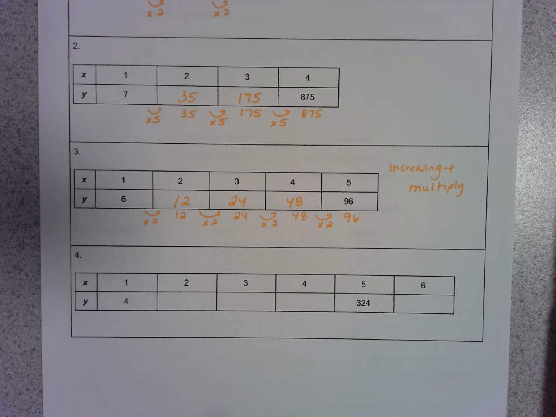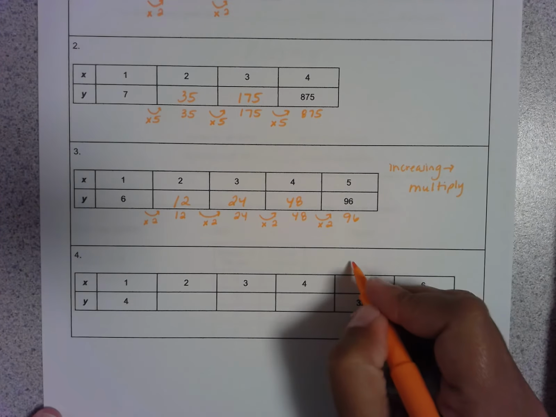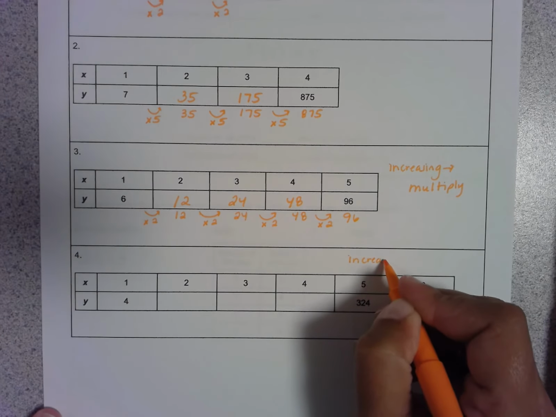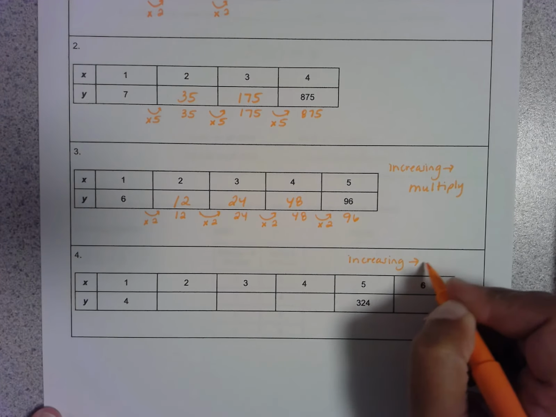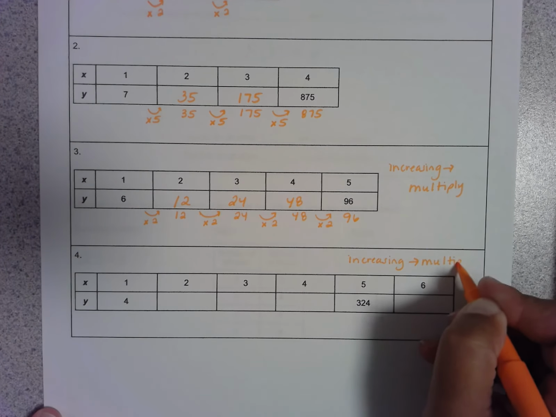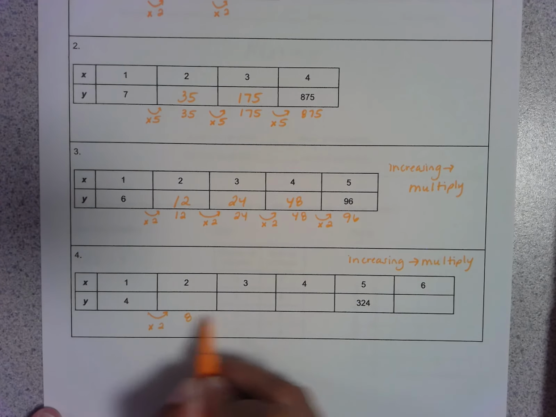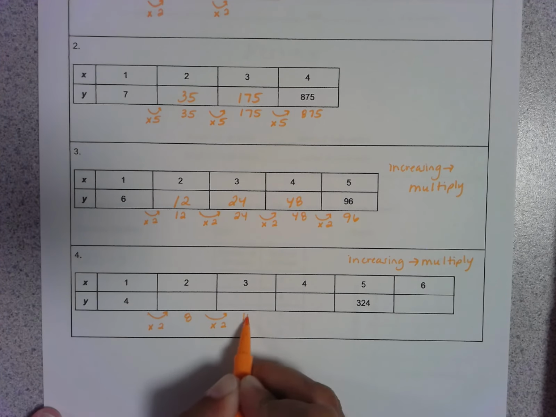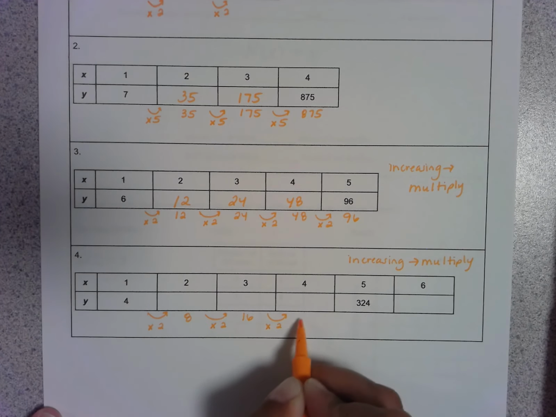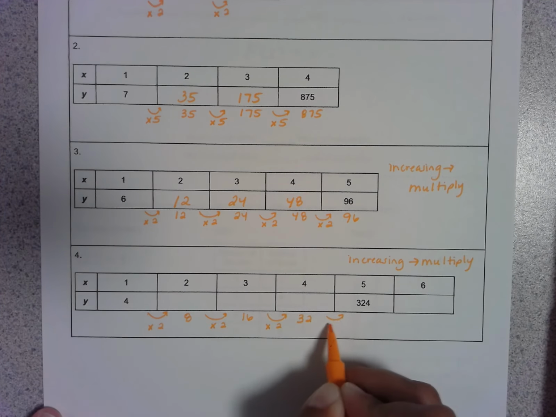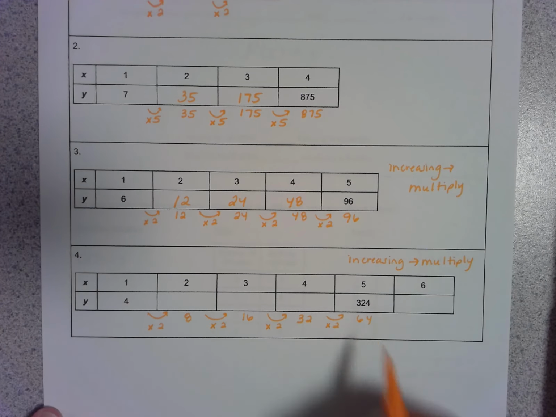For the last problem, you're going to notice we have the first number and we have the second to last number. What that means is that after we find the pattern and we fill in the missing numbers, we're also going to take the pattern one step further to fill in the last box. Let's go, if we're going from 4 to 324, let's go with multiplication, because I see that I have an increasing pattern, which means I'm going to use multiplication. So let's try 2. So 4 times 2 is 8. 8 times 2 is 16. 16 times 2 is 32. And 32 times 2 is 64.